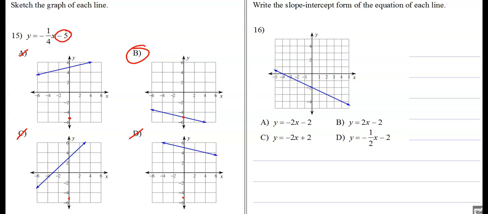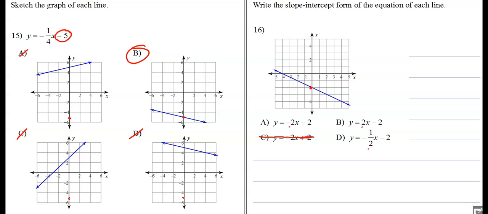So now we're going backwards. Now we're, instead of them giving us the equation, they're giving us a graph, and we got to come up with the equation. Well, I cross at -2. So that wipes this out. Now, since they all finish at -2, now I got to see, is the slope -2, +2, or -1/2?